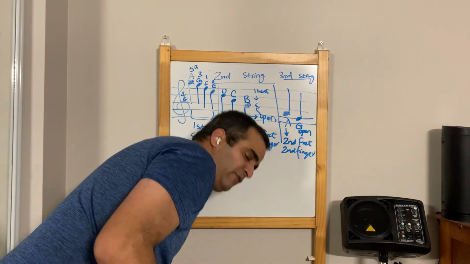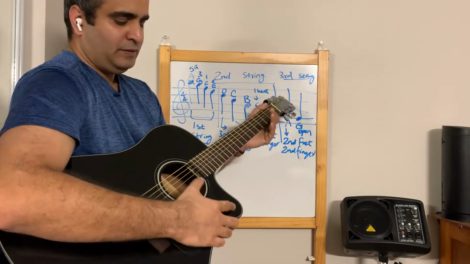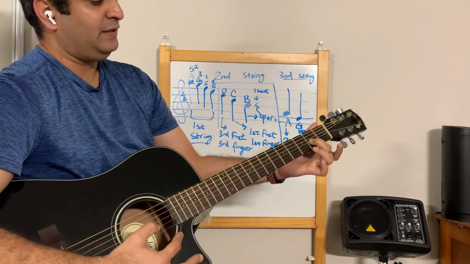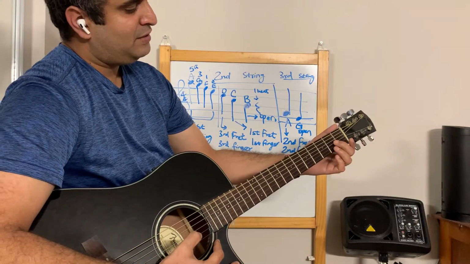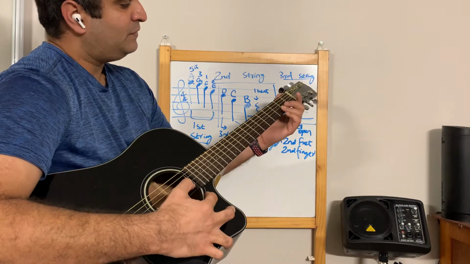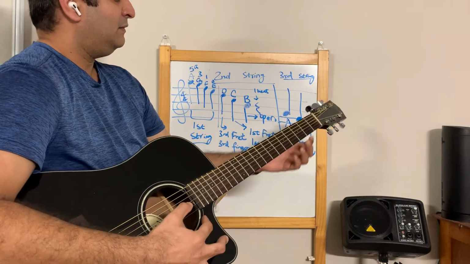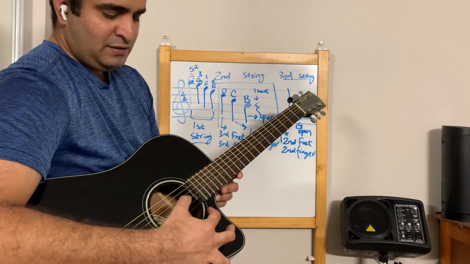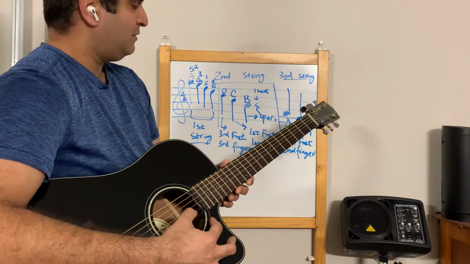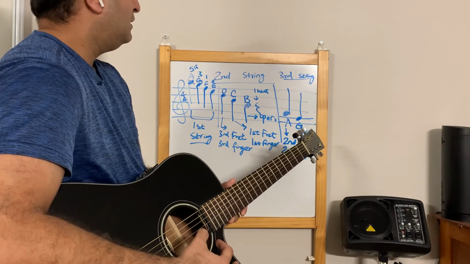Yes, on the third string we have only 2 notes. So this is my third string, and this is my second fret, right? If you see the position, this is my first fret, this is my second fret, and I'm using my middle finger, which is the second finger. And then the other note is the open, which is G. So I just played open without pressing any fret. There are only 2 notes on the third string.